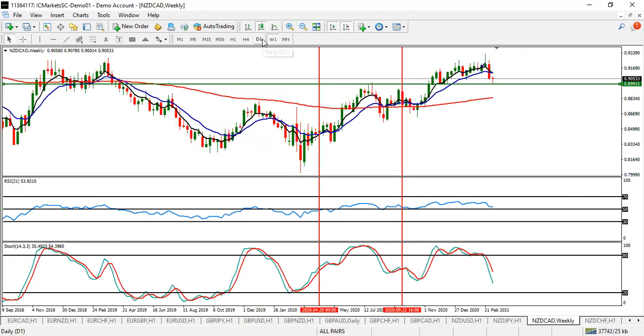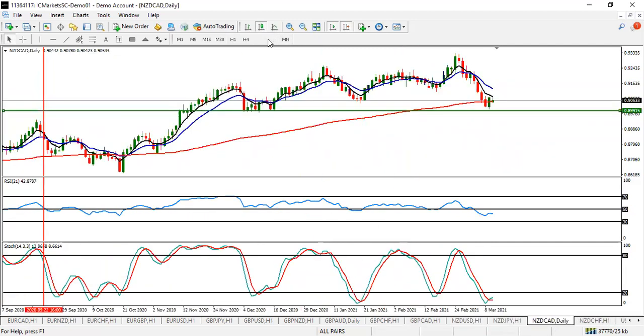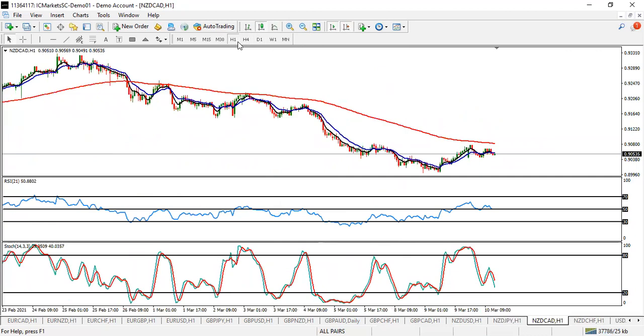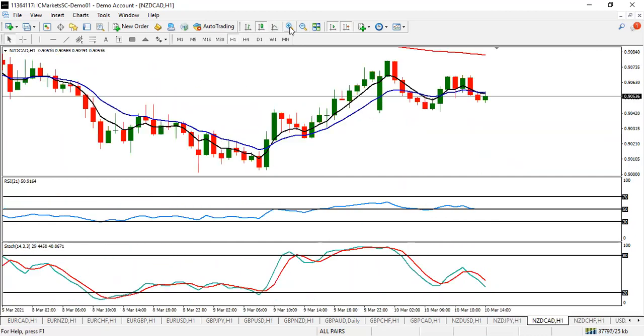NZD card. This pair is currently at a support. So we may see some kind of pullback to the upside before we can see another drop down, if ever the market is going to continue going down. So NZD card, it is still sell bias.